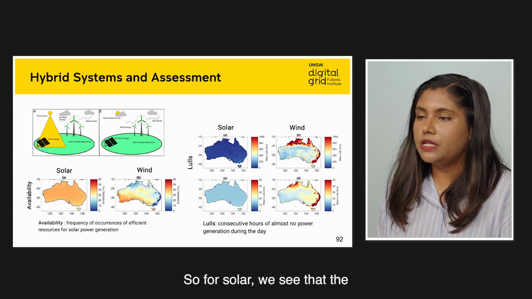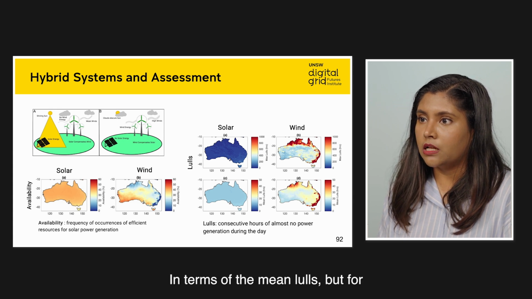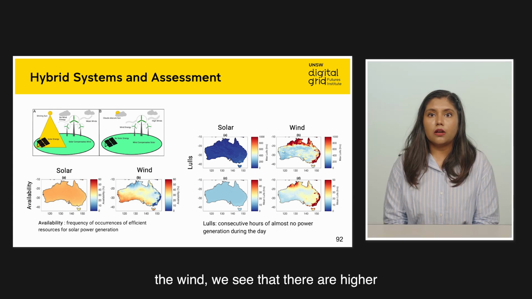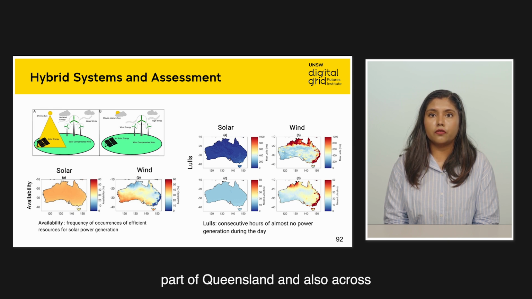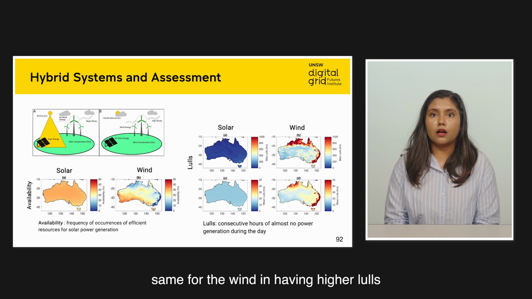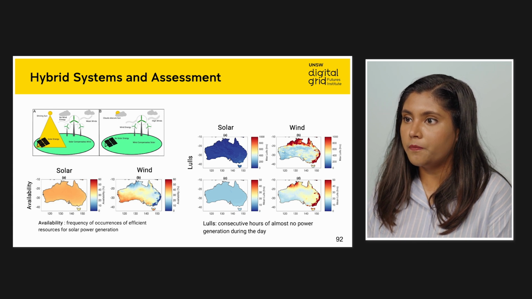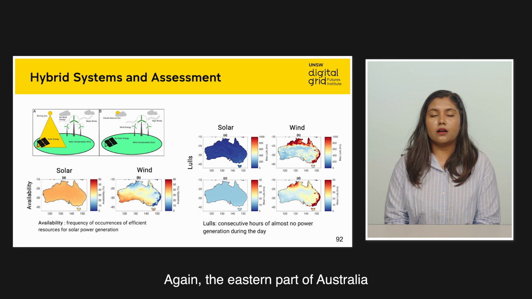So for solar, we see that the lulls are higher across the eastern part of Australia in terms of the mean lulls. But for the wind, we see that there are higher lulls in the northern regions like near the Northern Territory and northern part of Queensland, and also across the eastern coastal belt of Australia. And the maximum lulls are again the same for the wind, with higher lulls near the northern part of Australia and across the eastern part of Australia. Again, the eastern part of Australia is the same region where we are expecting a higher number of both solar and wind plants in the future.